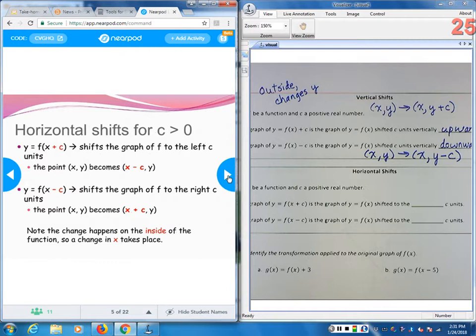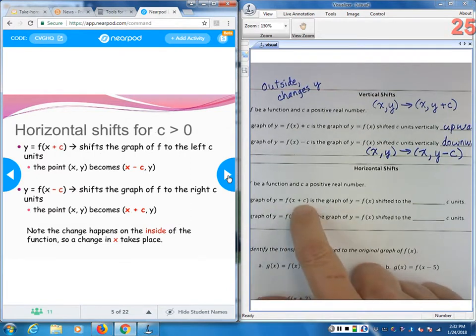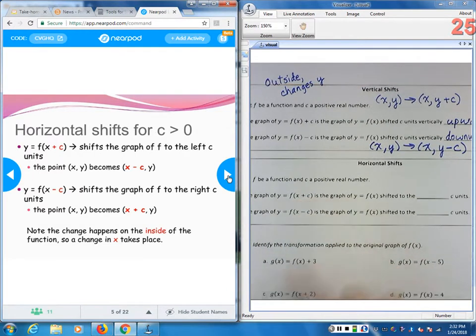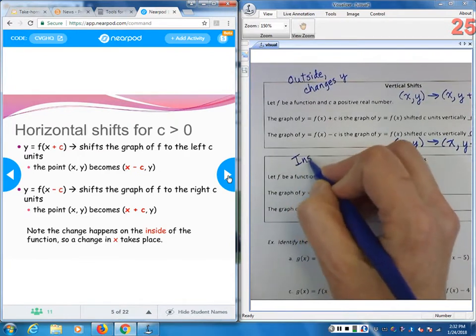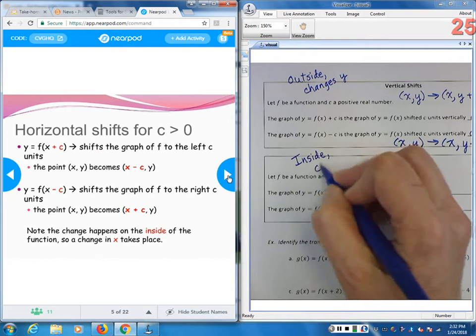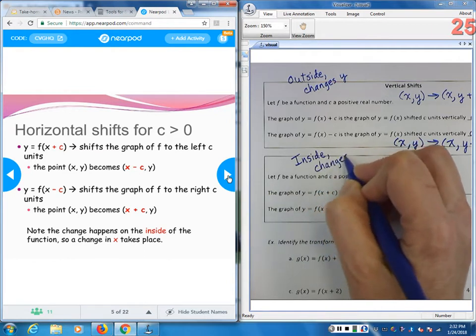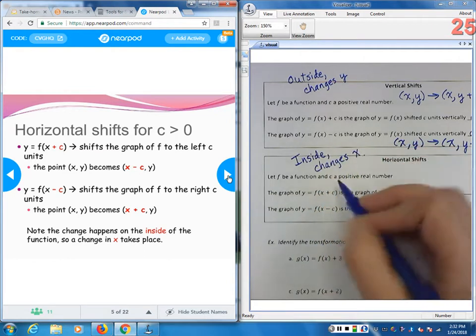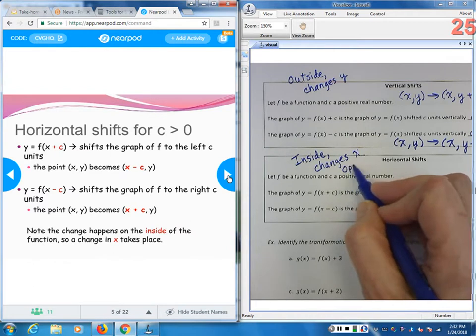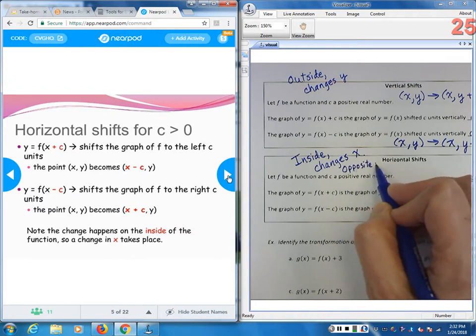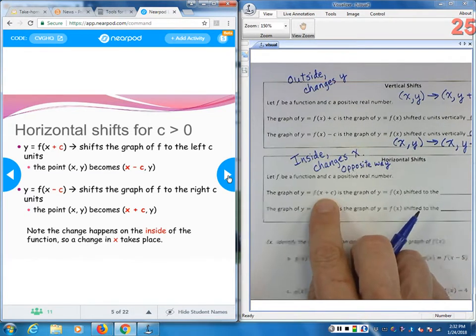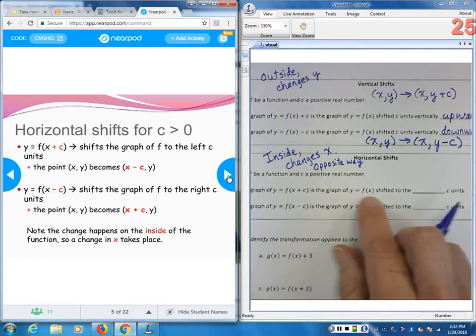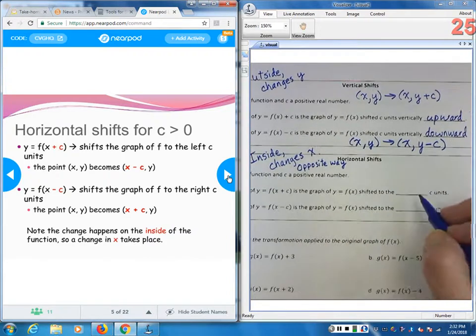Now we're inside the function. See, we're inside that notation. So if a change occurs on the inside of the function, it changes x. And it changes x in the opposite way you would think. So when you're adding c on the inside, that's the graph of y equals f of x shifted left c units.